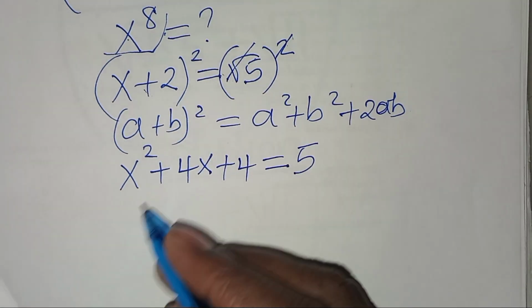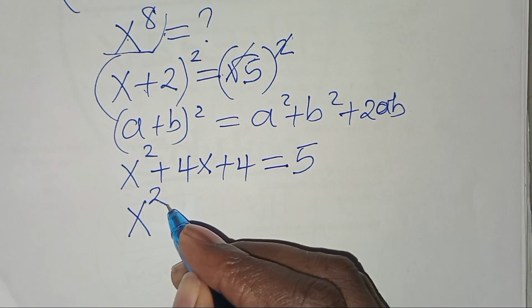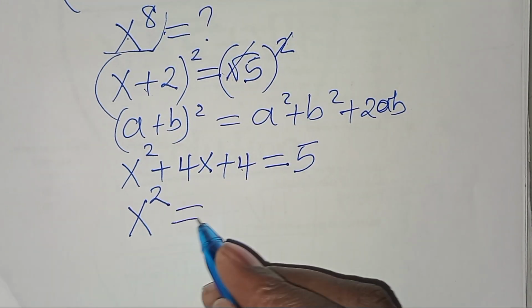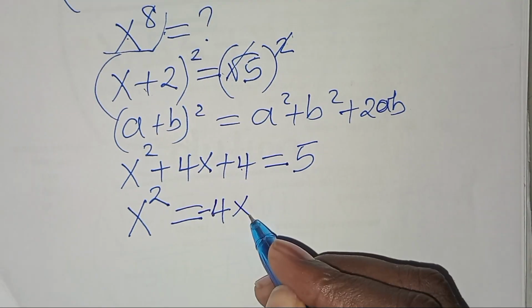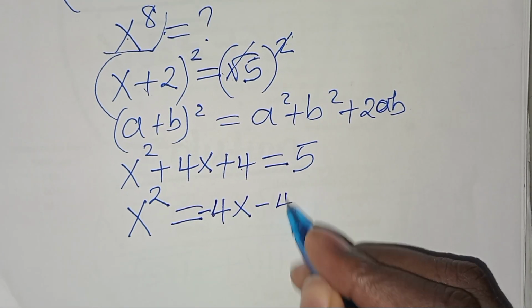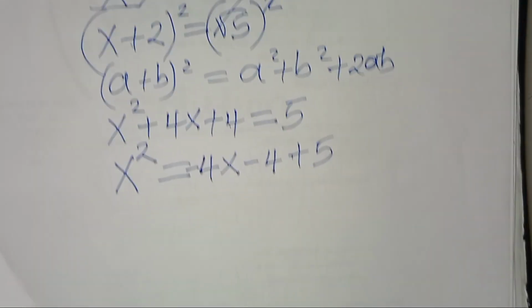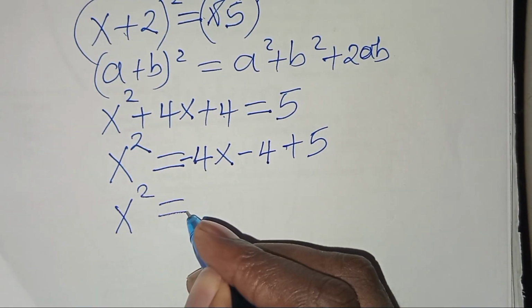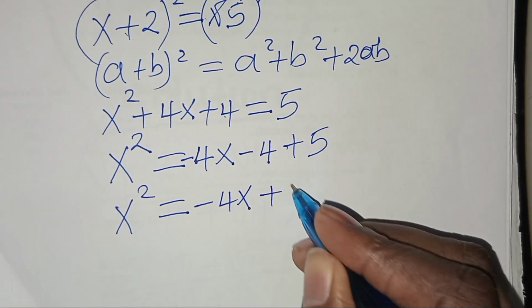Now here, we can express this as x². Now we take 4x plus 4 to the right-hand side, so this is equal to negative 4x, subtract 4, plus 5. Now from what we have here, x² is equal to negative 4x plus 1.